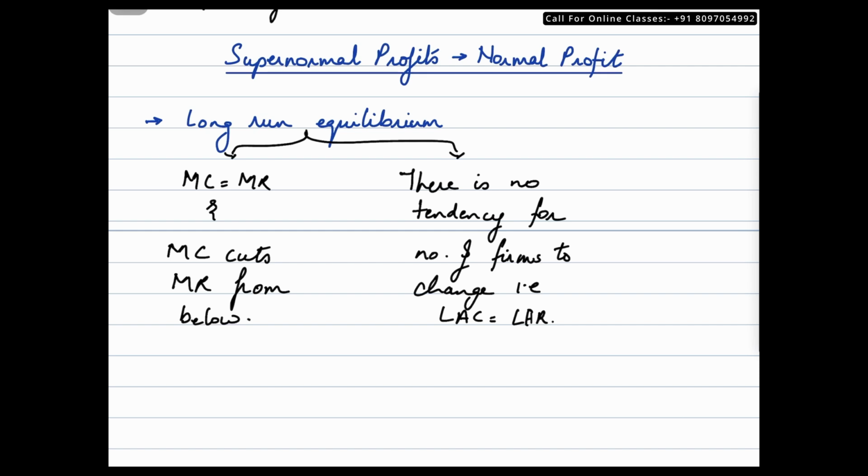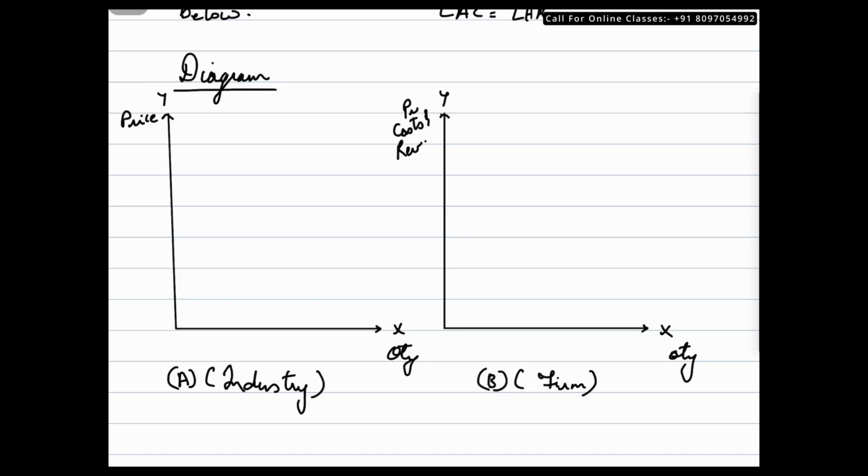Let's take a look at the diagrammatic representation as to how firms would go from earning supernormal profits to normal profits. Alright, so now in this scenario, we have two diagrams, one for the industry, which is labeled as diagram A. The second one is for the firm and is labeled as diagram B. In diagram A, we'll be plotting the equilibrium for the industry, which we all know is where the demand equals the supply. So let's draw the equilibrium. This is the supply curve, this is the demand curve, and this here is the price at equilibrium, and this here is the quantity at equilibrium in this industry.